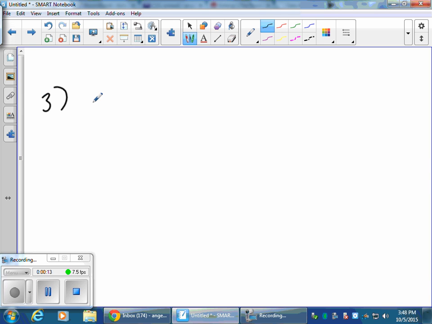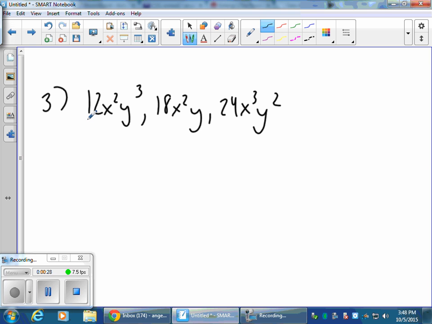they give you several different expressions. They want you to find the greatest common factor. So we have 12x squared y cubed, and we have 18x squared y, and we have 24x cubed y squared. So the first thing I need to do is look at my number parts. So I have 12, 18, and 24. I need to decide what is the greatest number that'll go in 12, 18, and 24. Well, 12 doesn't go into 18, so it's not 12. Another factor of 12 is 6. 6 will go into 12, 6 will go into 18, 6 will go into 24. So that's the biggest factor that'll go into all three numbers.